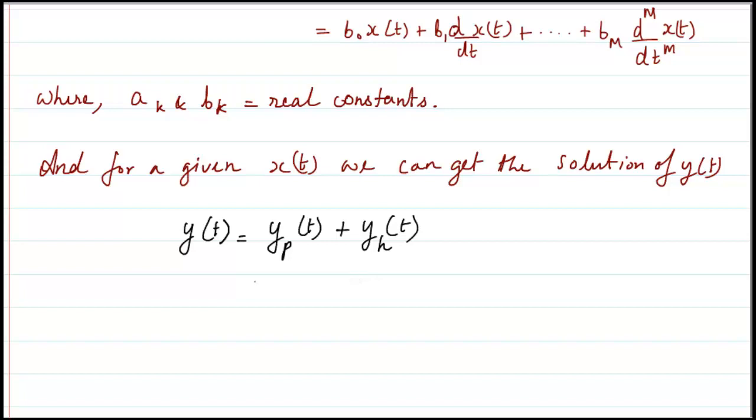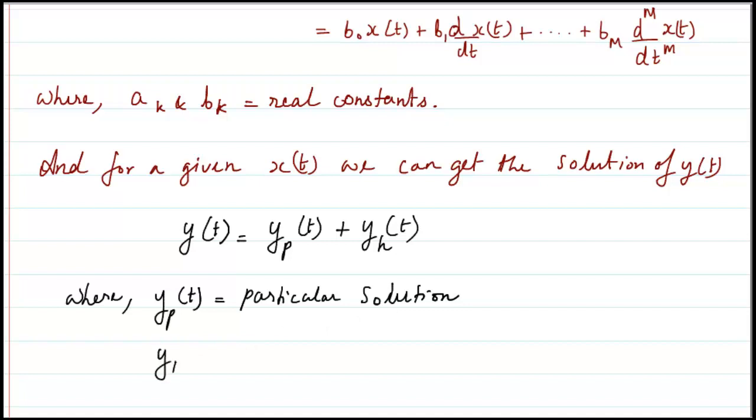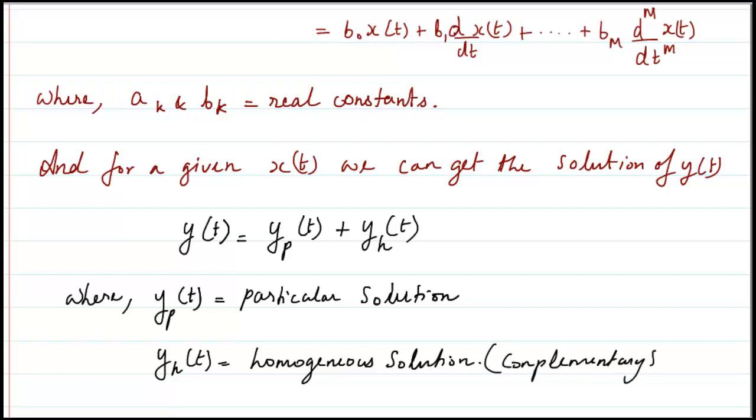Okay, so I will write that where yp of t is the particular solution, and yh of t is basically the homogeneous solution, which is also sometimes called the complementary solution.